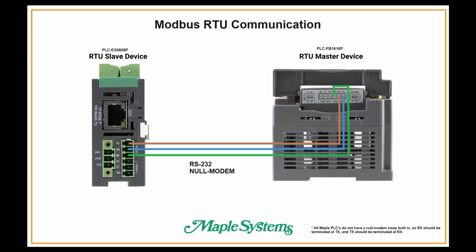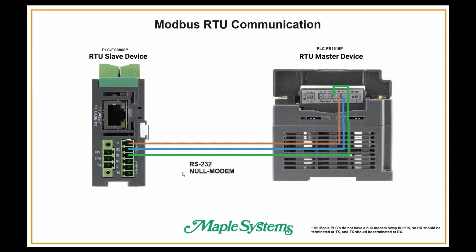A Maple Modular PLC ES0808P is the RTU slave device, and a Maple Micro PLC FB1616P is the RTU master device. Please note that the Maple Modular can also be an RTU master device, so both the Modular and the Micro PLCs can be an RTU slave or a master device. In this wiring diagram, I am using RS232 serial connection. You can also do RS485 connection, but in this case, I'm going to be doing RS232.